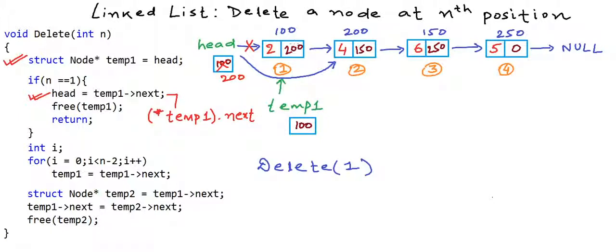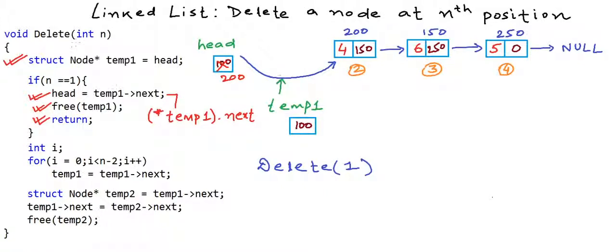And now in the next line we say free temp1. So we want to free the memory which is being pointed to by this variable temp1. Temp1 still points to this node at address 100. So this node now will be cleared from the memory. And now we return, so this function does not execute any further.